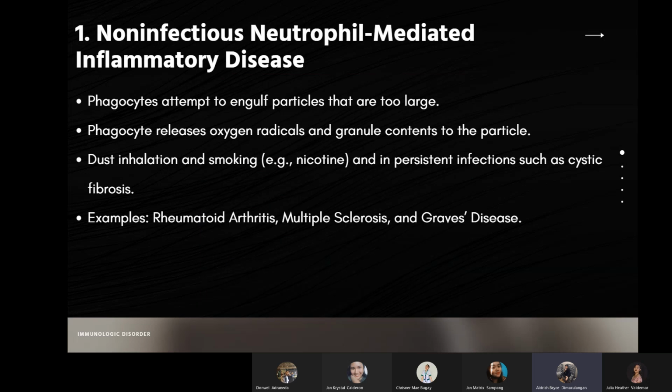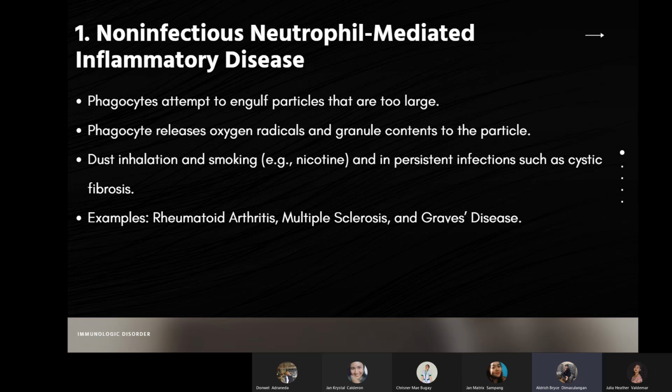The first type of our neutrophil disorder is non-infectious neutrophil-mediated inflammatory disease. This is the process where it occurs when phagocyte attempts to engulf particles that are too large. Alam naman po natin na ang ating phagocyte is a type of cell that only engulfs small cells and particles. And the main problem in here is that it engulfs too large cells and other particles, kung saan nag-go over yung pag-absorb niya at pag-engulf na nagreresulta ng pag-release ng oxygen radicals and granule contents hanggang sa nag-escape ito sa surrounding tissues na nagko-cause ng damage.